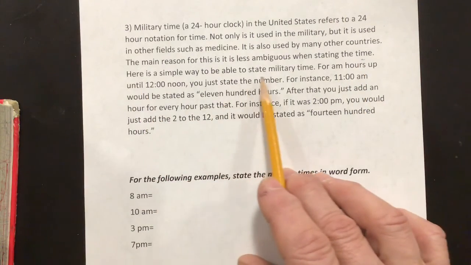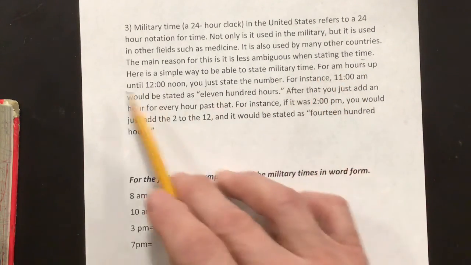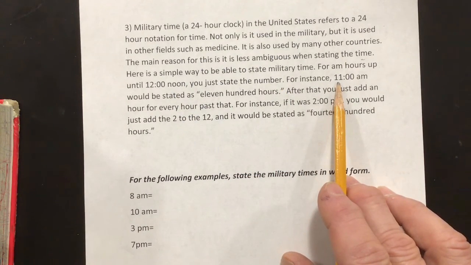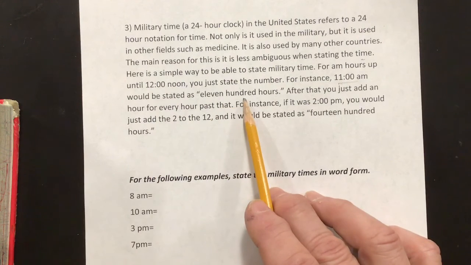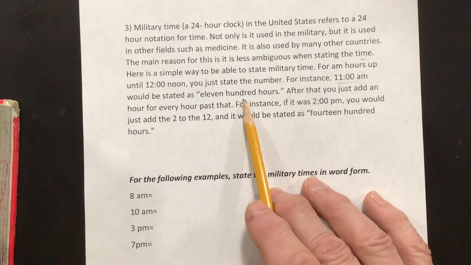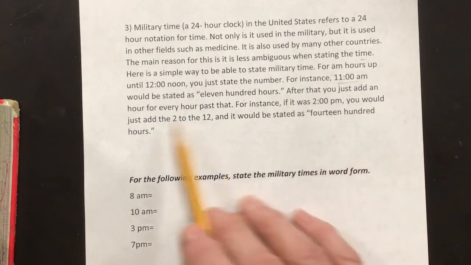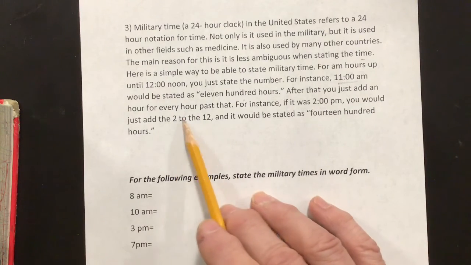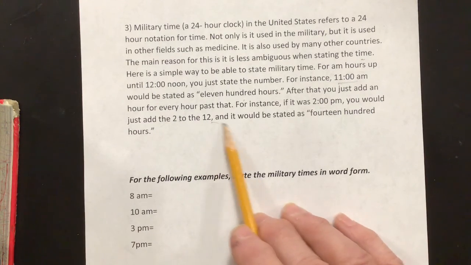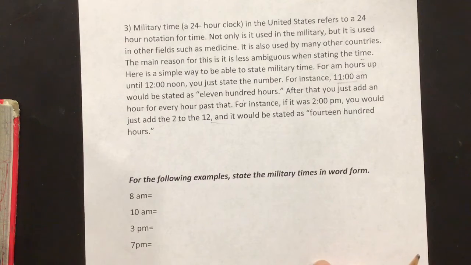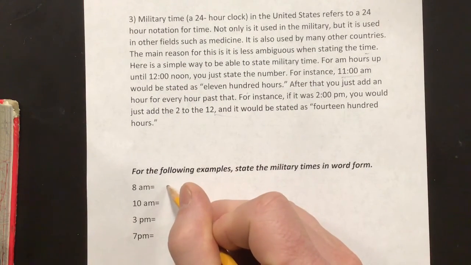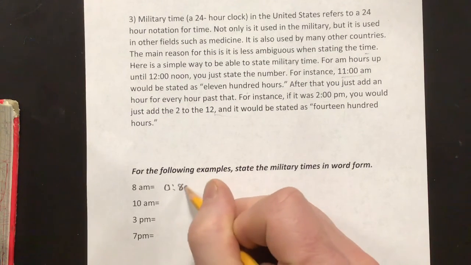Here's a simple way to be able to state military time. For AM hours up to 12 noon, you just state the number. For instance, 11 a.m. would be stated as 1100 hours. Or let's say it was 11:15, you'd say 1115 hours or something like that. After that, you just add an hour for every hour past that. For instance, if it was 2 p.m., you would just add 2 to the 12. Get it? It would be stated as 1400 hours. So if it was 8 a.m., you would just put 800 hours.